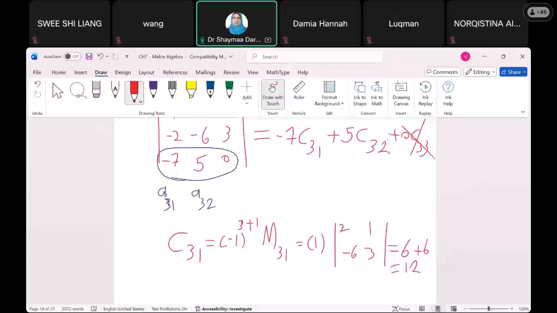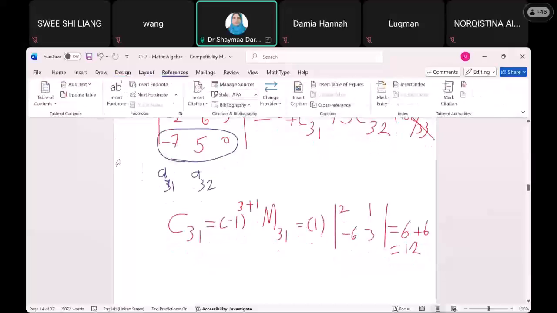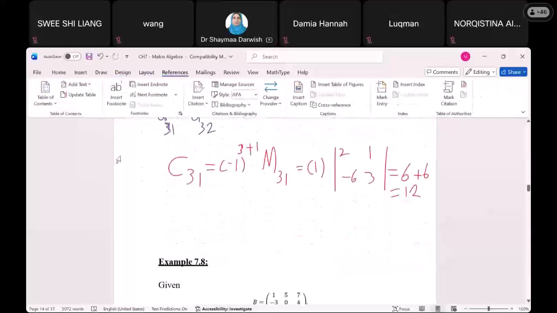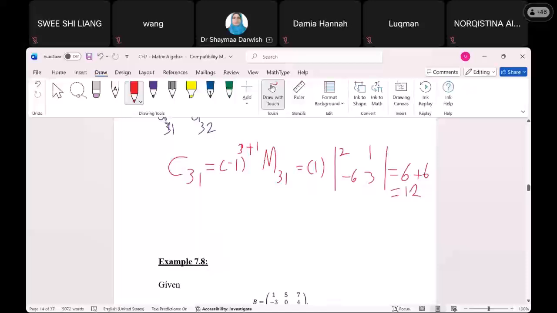Now we need to evaluate the cofactor 3, 2. So this will be equal to minus 1 to the power 3 plus 2, times the minor 3, 2, which means minus 1.